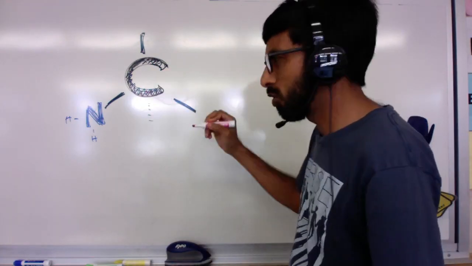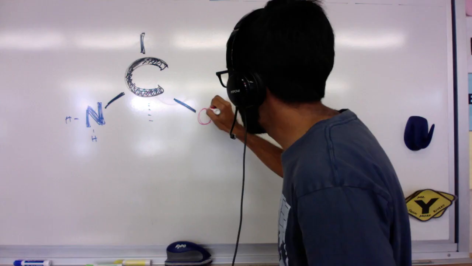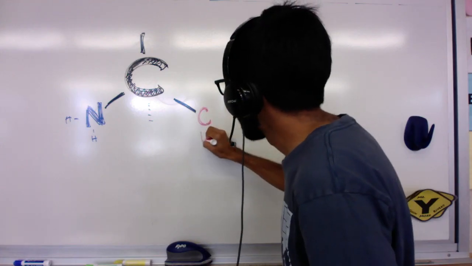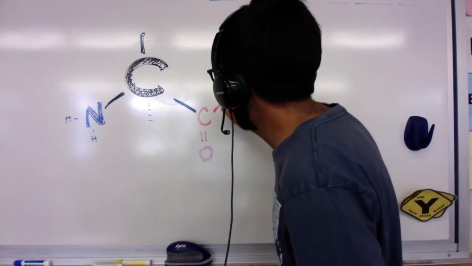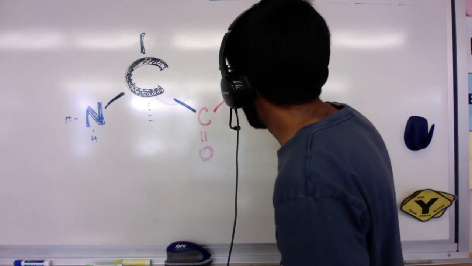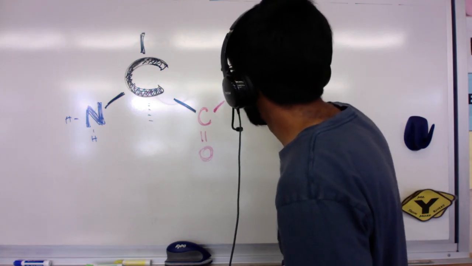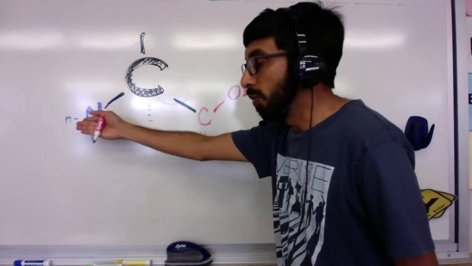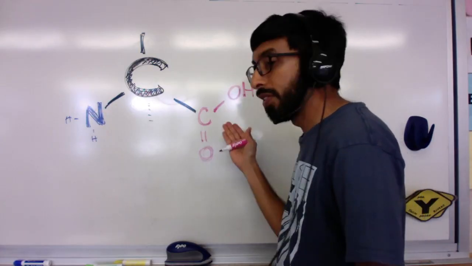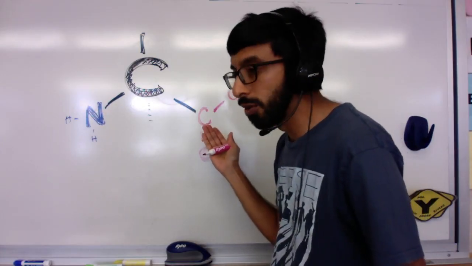And we'll see if this shows up. So this is a C, double bond to an O, and then an O and an H. Okay, so this is a carbon. On one side, it's bonded to an amine group. On the other side, it's bonded to a carboxyl group.